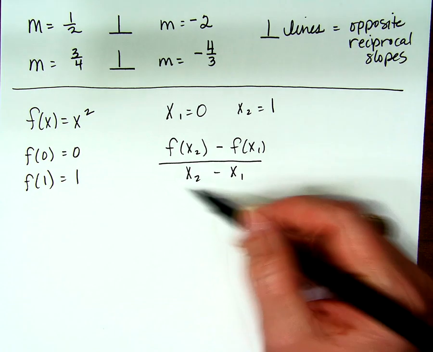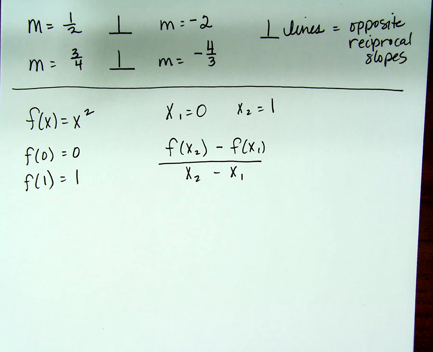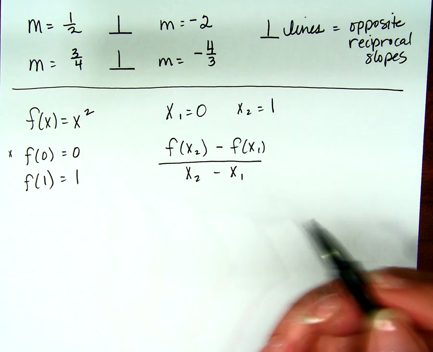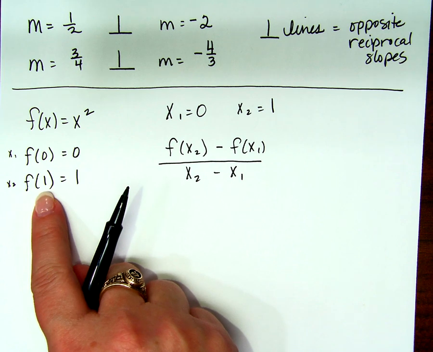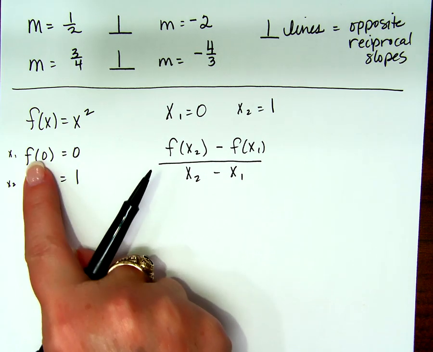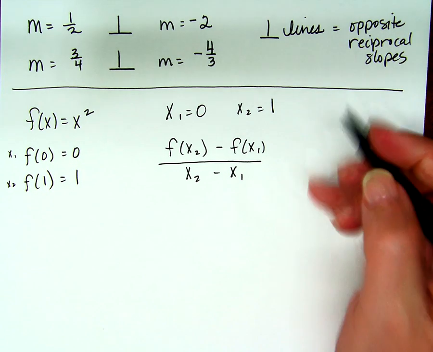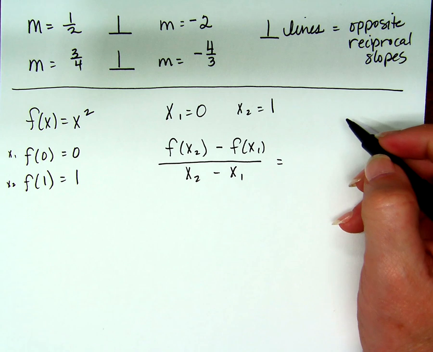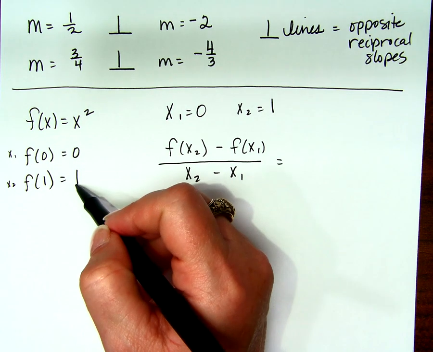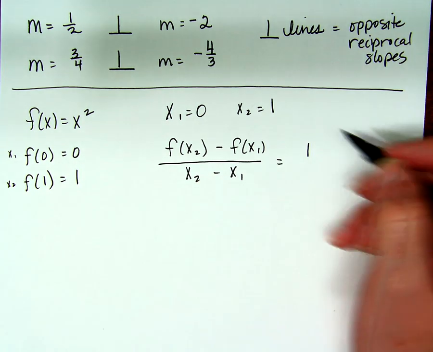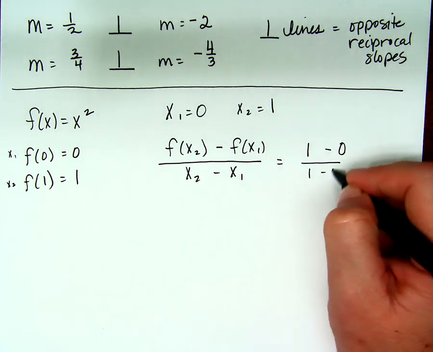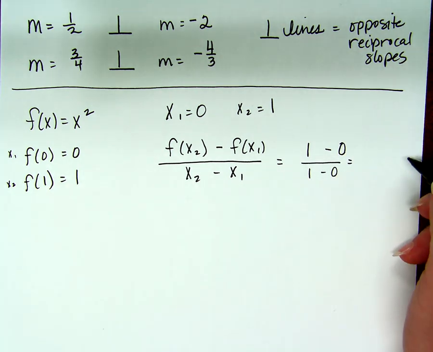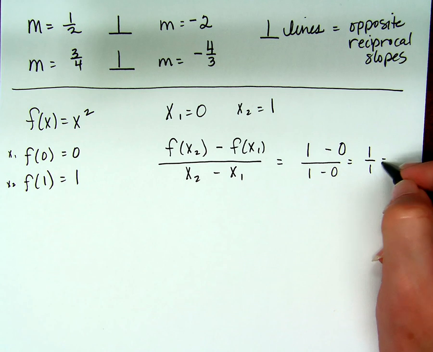So do we know all these things already? If this is x sub 1 and this is x sub 2, then wouldn't this be the value of the function at x sub 2 and the value of the function at x sub 1? So plug in what we know. That's 1, right? We just figured it out. Minus 0 over 1 minus 0. So 1.